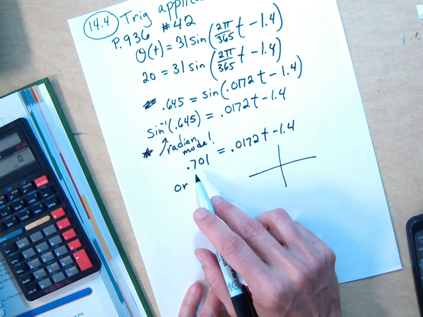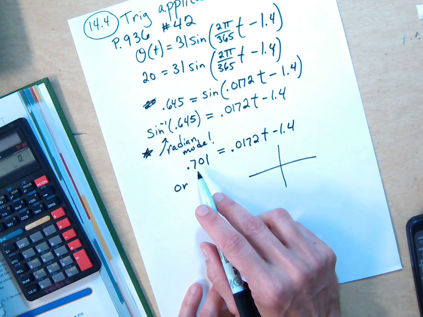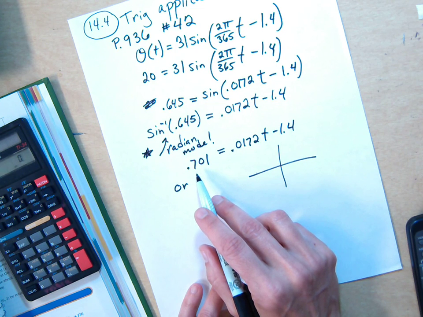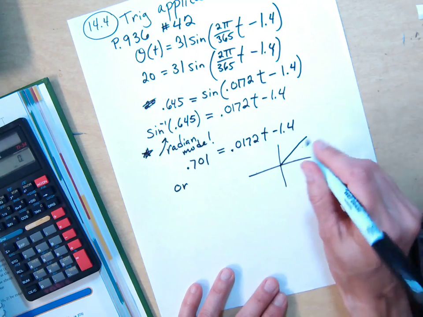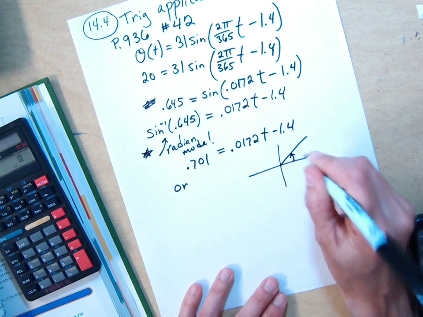So radians, where's 0.7 radians, in what quadrant? It's less than 1 radian. So yeah, that's just about right here. That's like 0.7 radians, right? That's one answer. Where else is the sine positive?